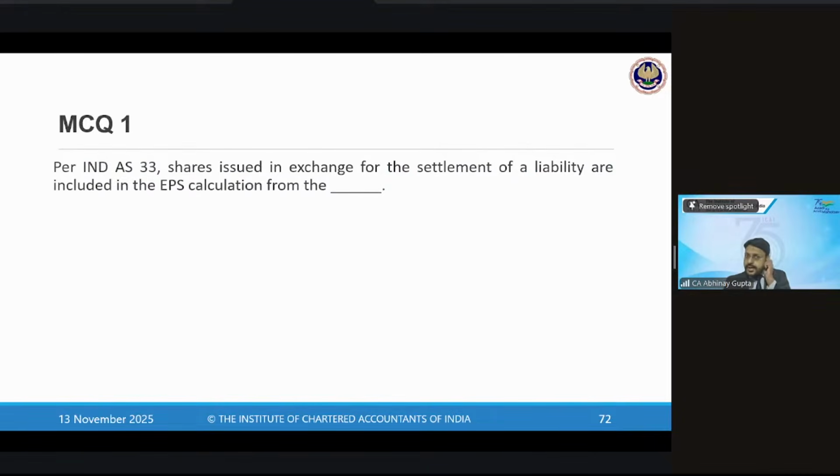Okay, let's try our hands on these few MCQs. As per Ind AS 33, shares issued in exchange for settlement of a liability are included in the EPS calculation from which date?